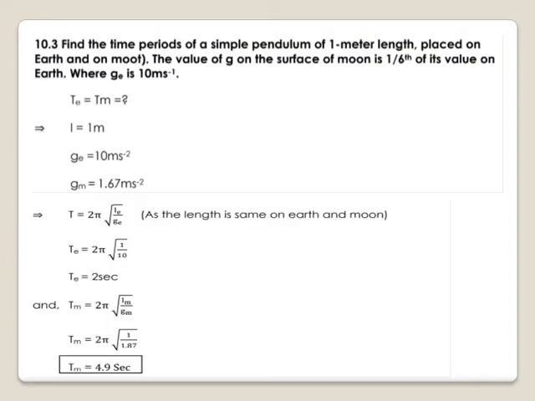Numerical 3. Find the time periods of a simple pendulum of 1 meter length placed on Earth and on Moon. The value of g on the surface of Moon is 1 by 6th of its value on Earth, where gravitational acceleration on Earth is 10 meter per second square. So again we have to use the formula, that is T is equal to 2 pi under root L over g, and by putting values we are simply going to find the time period.